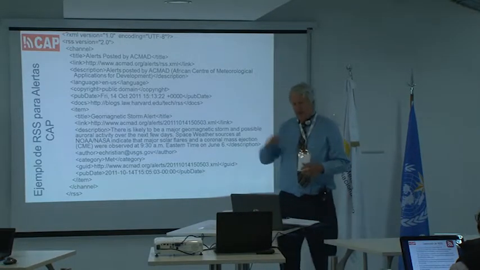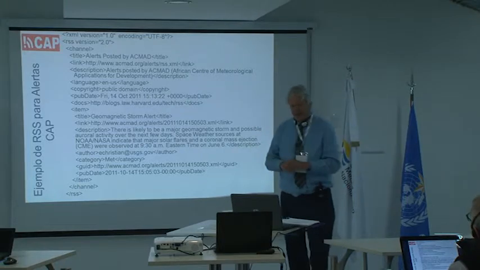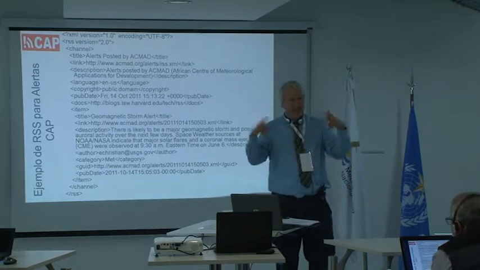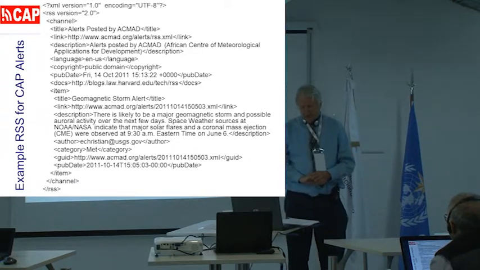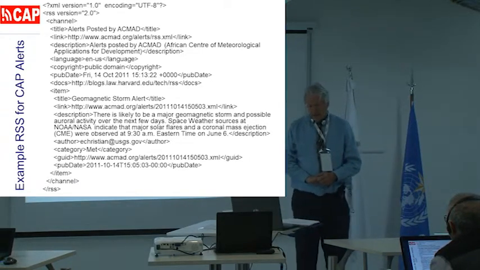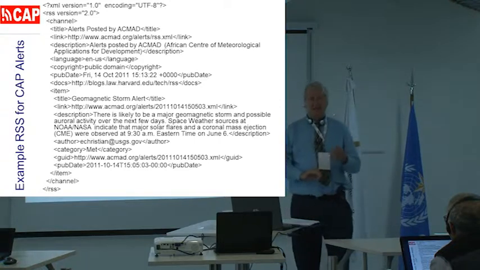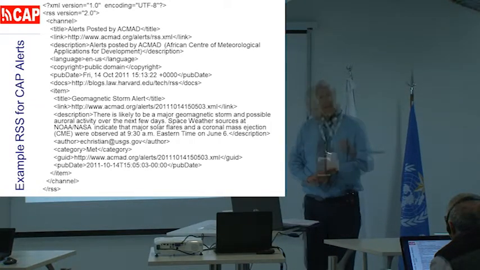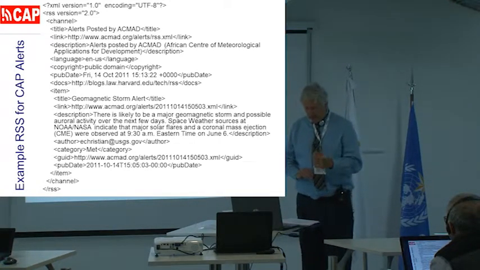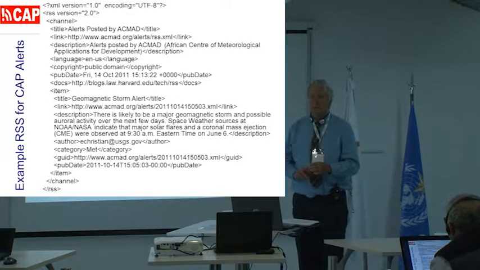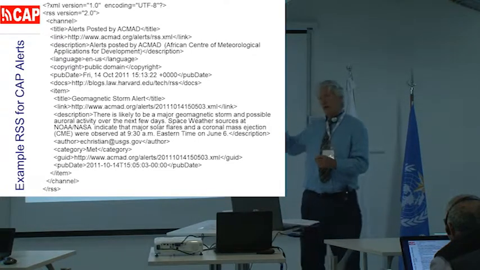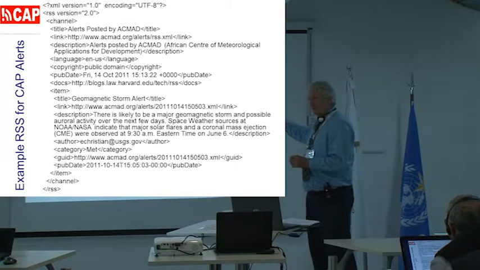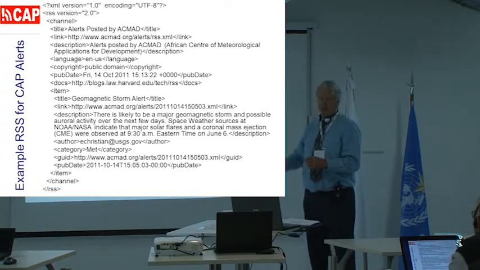This is what it looks like. Again, don't try to concentrate on the things. It's got the angle brackets again. But suffice it to say, there's a single channel in the news feed. In CAP, that channel is the set of alerts from one particular alerting authority. So an alerting authority will have a set of alerts, and that goes out as an RSS channel.